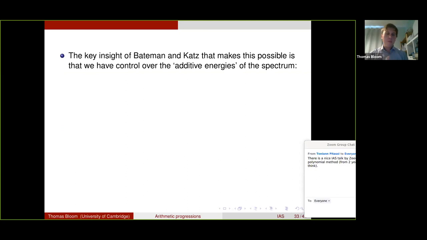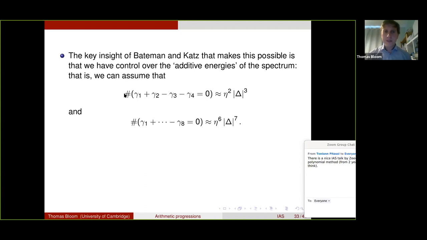And what makes this possible is that we have quite a lot of control over the additive energies of the spectrum. Okay. So I'm going to be slightly brief here because this part of the proof is precisely what I'm going to go into in more detail in the second hour of the seminar. So if you want more details, wait till that half. But roughly the idea is the fourfold additive energy of the spectrum, which just counts the number of four tuples which lie in this particular additive relation, we can assume that that's roughly eta squared times the size of delta cubed. And the eightfold additive energy, which is the same thing just with double the number of summands, is roughly eta to the 6 times delta to the 7.